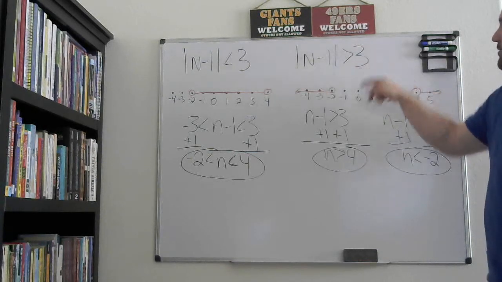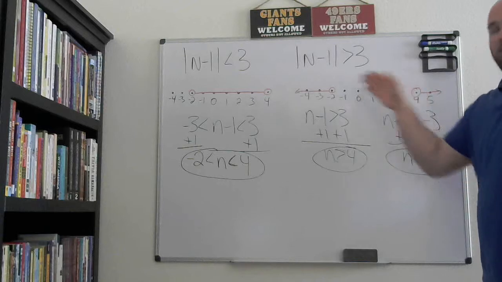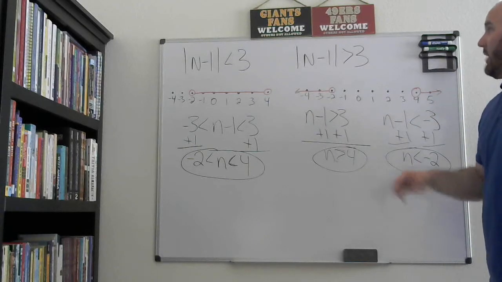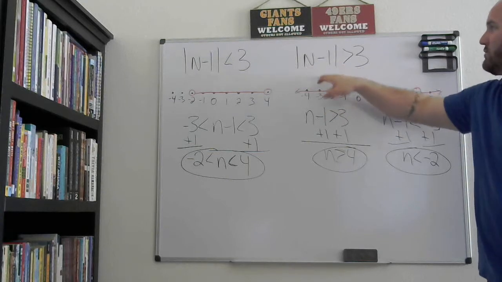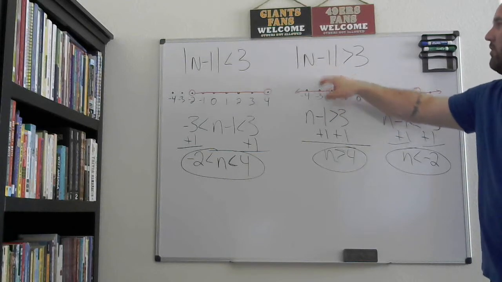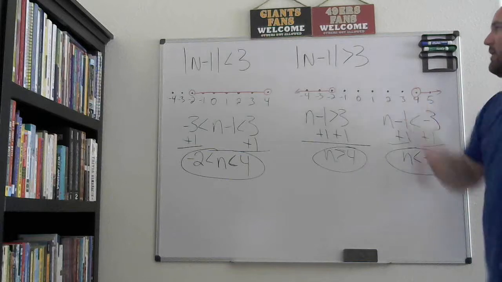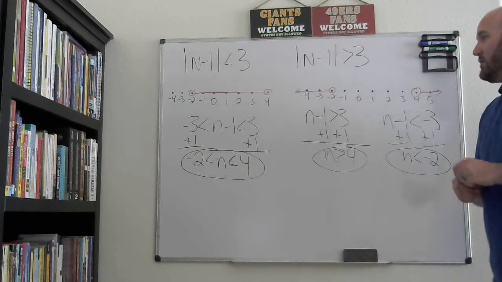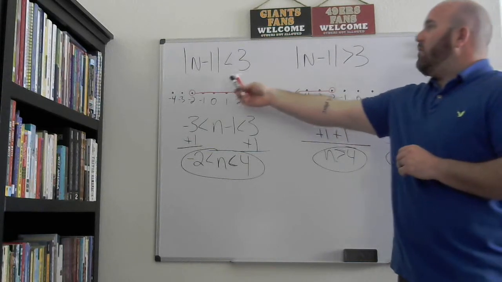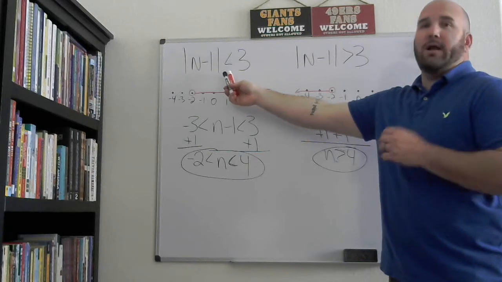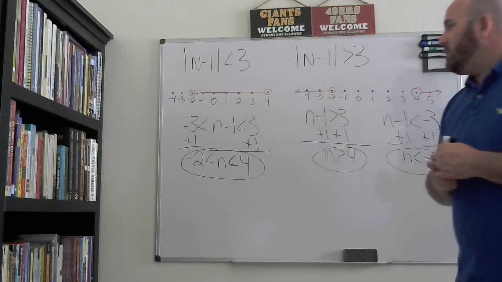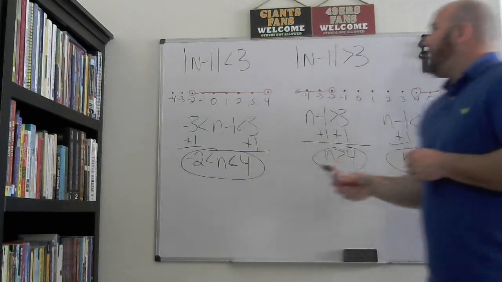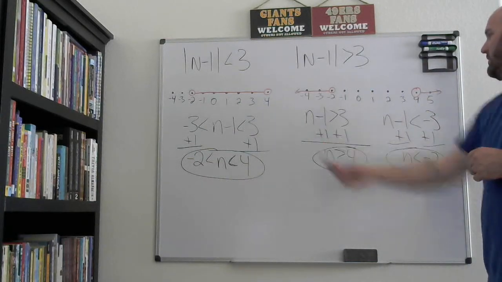Is that greater than 3? No, because that's still 3 units away. Okay, and we want greater than. So let's look at -3. -3 minus 1 is -4, or 4 units away. Is that greater than 3? Yes. So again, if you have an absolute value inequality with the less than symbol, you set it up this way. If it's greater than, you set it up this way.